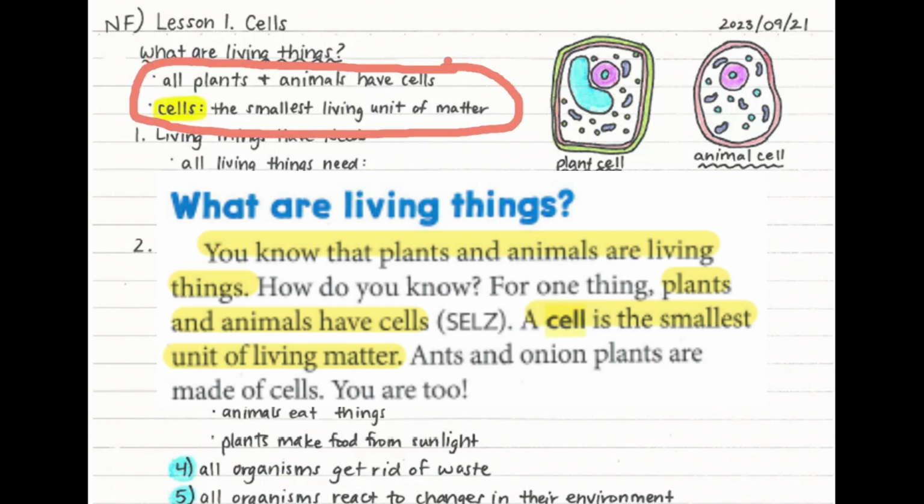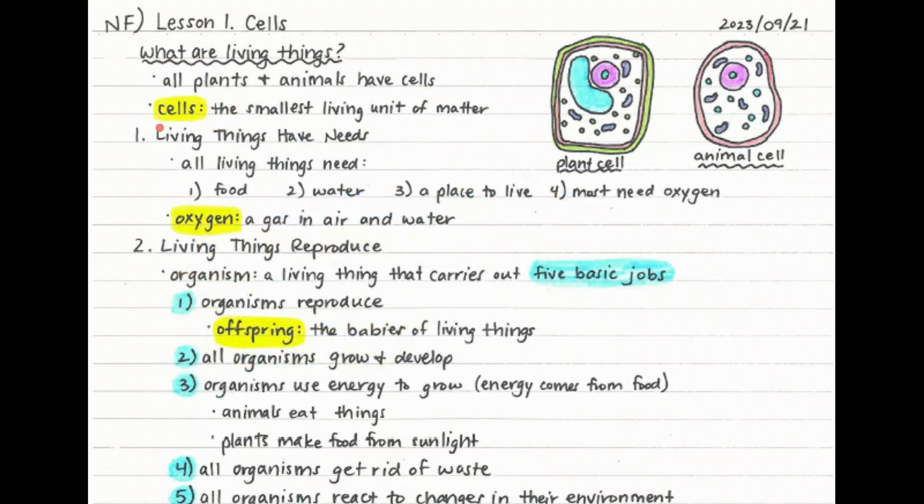So the things that came out of what are living things were all plants and animals have cells. Cells, the smallest living unit of matter. So those are the two important things found in that paragraph. Now you can see cells, the definition is just right here. It's found within the reading, but to make the definition stand out, I have highlighted it so I can see, oh, this is a definition. So then, since this is highlighted, that means this is also a definition, and so is this.